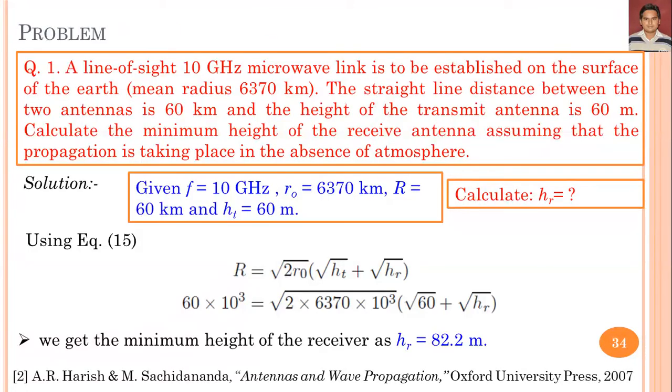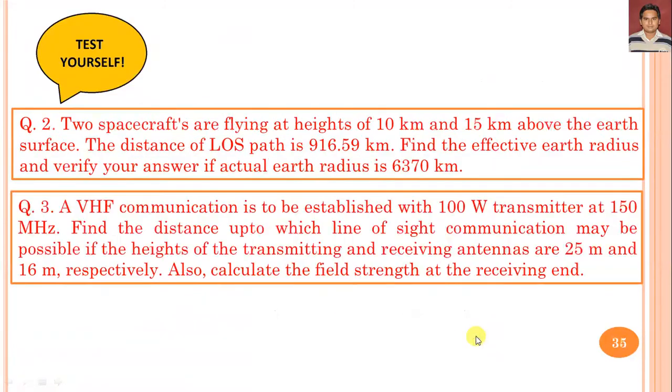Further, we are taking one problem based on the theory that we have discussed in this lecture. The parameters f, r naught, and r are given, and the transmitting antenna height is also given. We need to calculate the height of the receiving antenna. By using the expression as we have discussed in equation 15, we can calculate the minimum height of the receiver antenna, h of r equal to 82.2 meters.